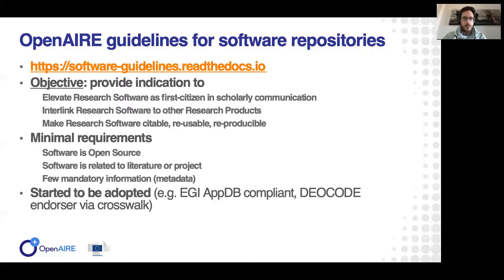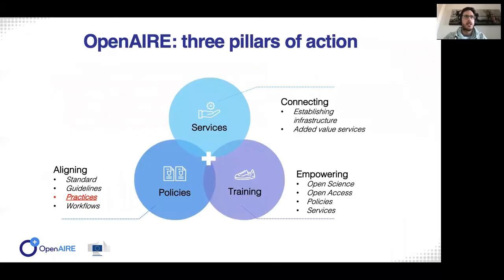The guidelines have started to be adopted. EGI is fully compliant, and DOCode is an endorser because it provides some kind of mapping crosswalks between their own format and the guidelines we provide.